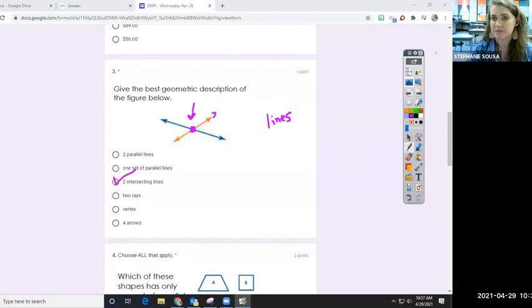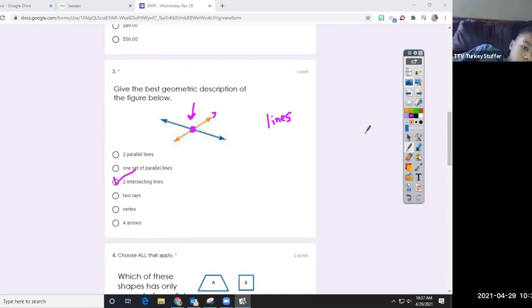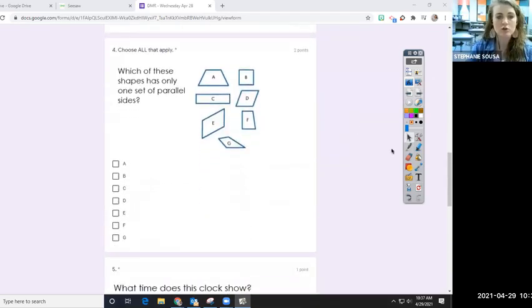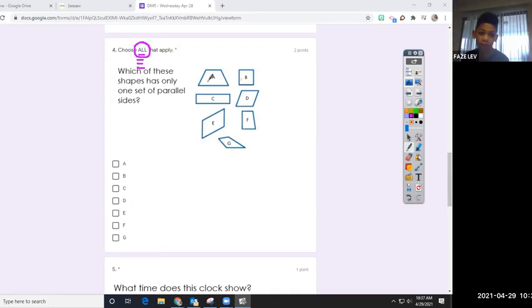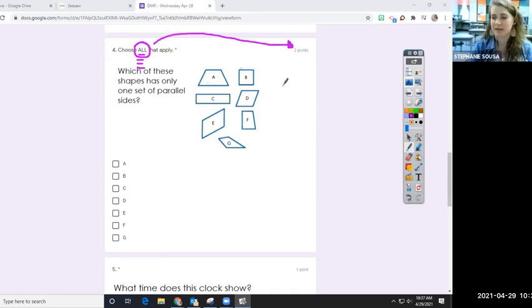Yes, Terrence. I picked it and it said it was wrong. Must not have picked it right. Might have gotten parallel, and these aren't parallel. All right, next up, choose all that apply. And look over here, it says all is 2 points. Okay, so there's 2 of them.